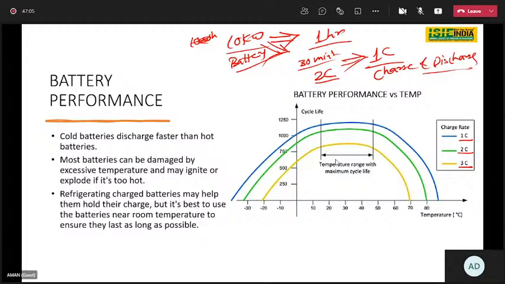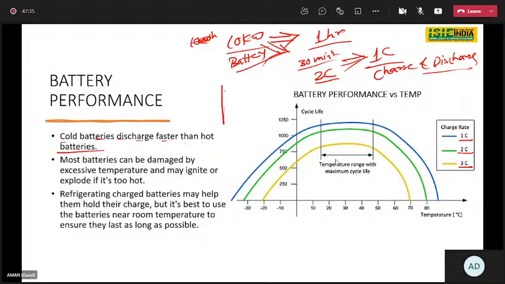Now the next thing is that cold batteries discharge faster than hot batteries. Now what is the reason behind that for the cold battery? If your battery is too hot in temperature, it will be somewhat discharging. But if your battery is in a cooling condition, there is a high chance that it might get discharged very efficiently, or let's say very fast. So what exactly is happening here?